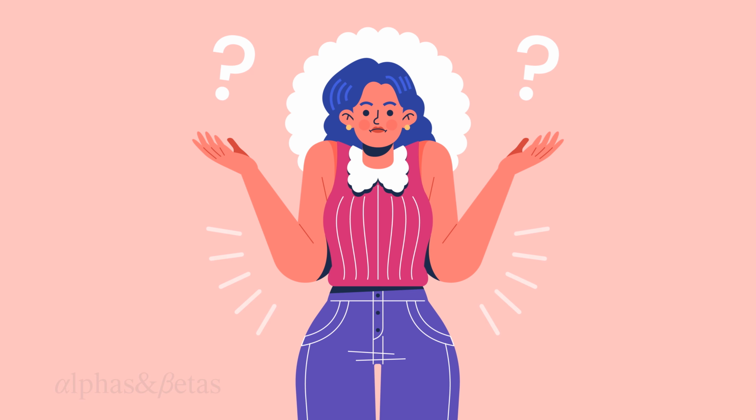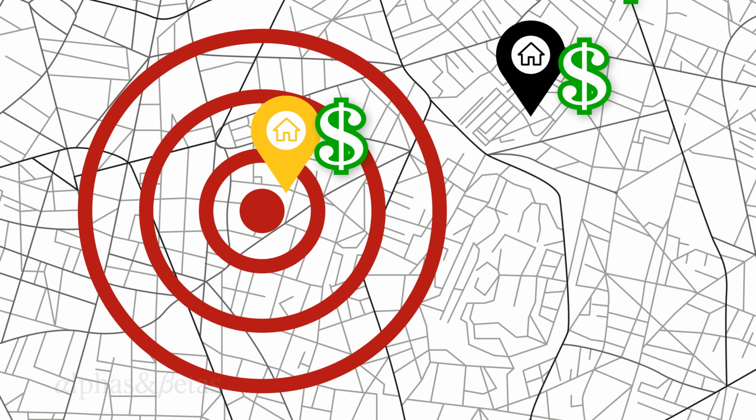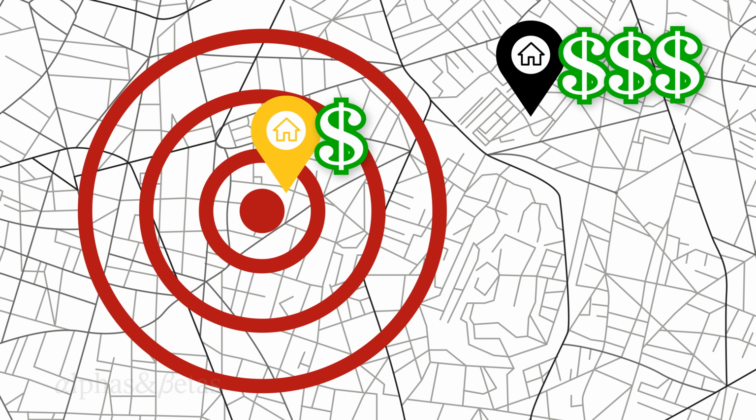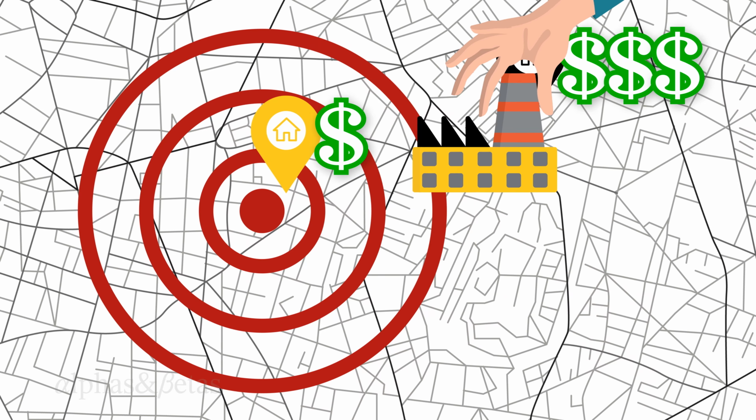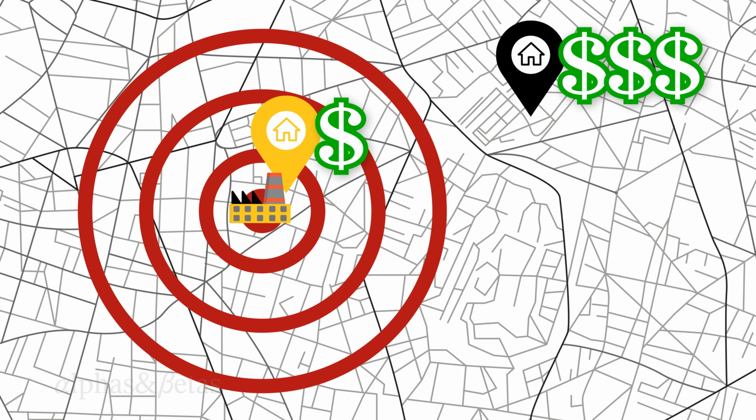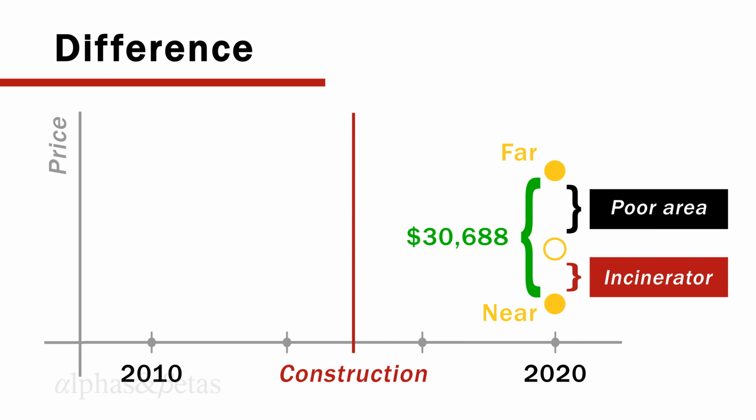What's wrong with attributing the entire $30,688 difference in price to the impact of the incinerator? There could have been a price differential between the two locations even before the incinerator was built. The government may have chosen to build the incinerator in a poorer neighborhood where house prices were already lower. Thus, the observed difference in house prices after the construction of the incinerator could reflect both the impact of the incinerator and the pre-existing price disparity between the areas.